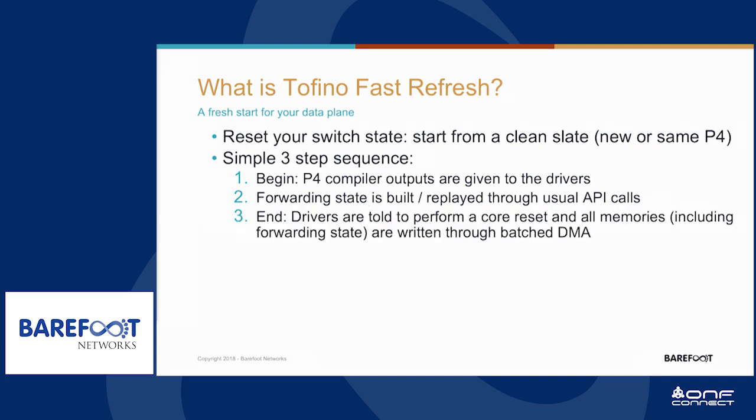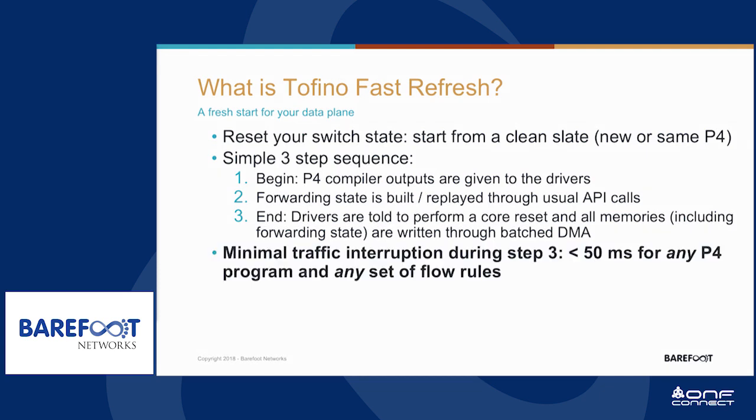And the first step is, well, now I'm ready. I want to move over from my previous data plane to my new data plane. And so in this step, we actually perform the core reset on the ASIC, on the chip, and we rewrite all of the memories through batch DMA. And it's during that step and that step only that you're actually going to see traffic loss. Now, because we use batch DMA, this step is actually pretty fast, and we're able to complete that whole operation with less than 50 milliseconds of packet loss, which is pretty good.